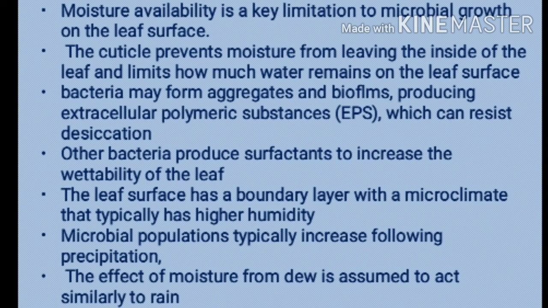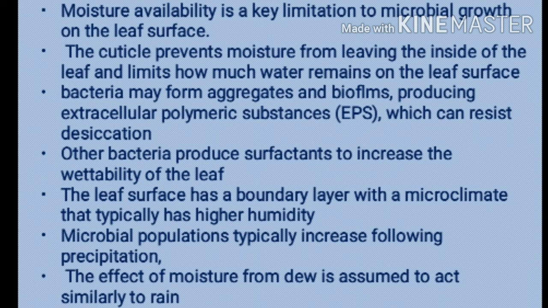Moisture availability is the key limitation to microbial growth on the leaf surface. The cuticle of the leaf prevents moisture from leaving the inside of the leaf and limits the water remaining on the leaf surface. To overcome this challenge, bacteria aggregate and form biofilms, producing extracellular polymeric substances (EPS) which can resist desiccation. Some other bacteria produce surfactants to increase the wettability of the leaf and lessen the ability of the cuticle to limit water accumulation. The leaf surface has a boundary layer with a microclimate that typically has a higher humidity than the broader phyllosphere, and this likely mitigates some of the desiccation pressure for microbiota in that layer.